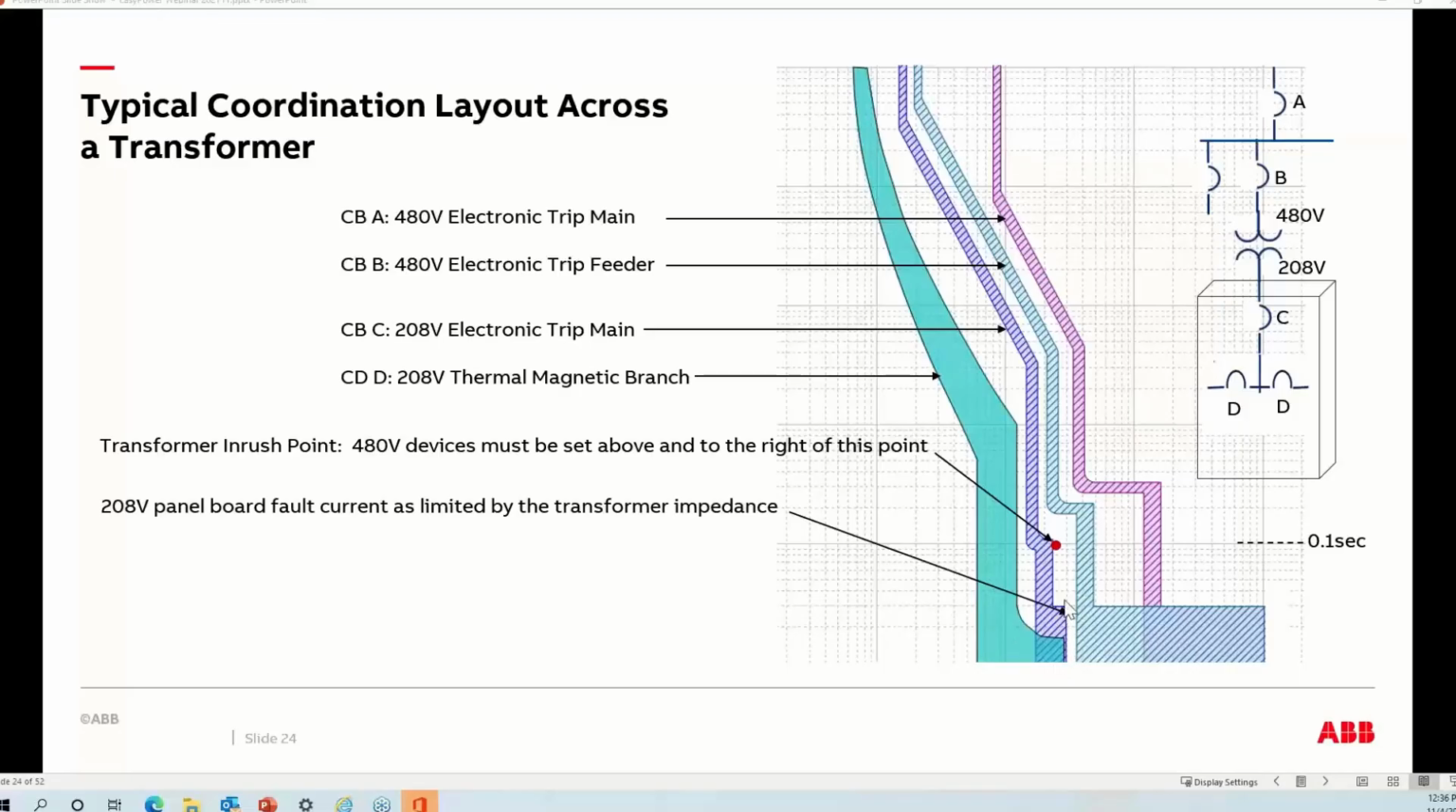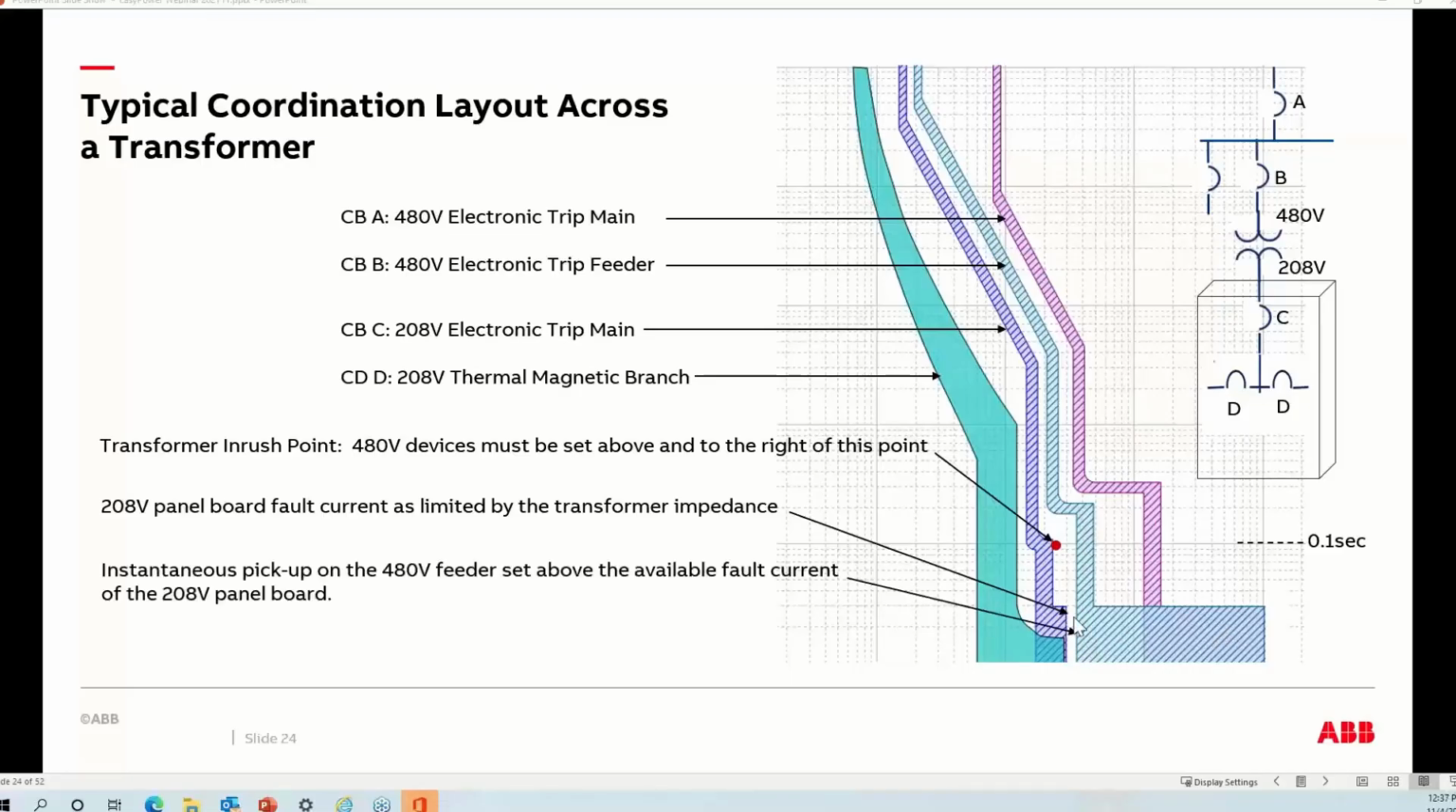Next salient point here is the 208 volt breakers. They have the instantaneous foot of their breaker truncated, and that's the effect of the impedance of that transformer. So that's a plus in helping us coordinate it. I often call this a stubby foot compared to the elongated foot you get when, say, you don't have as much impedance from the source.